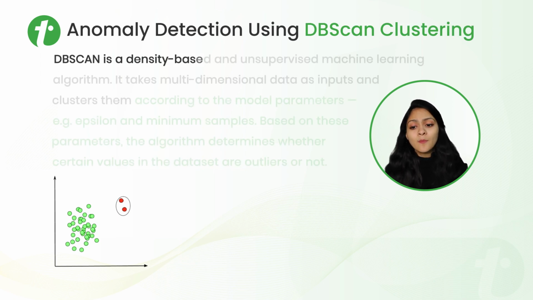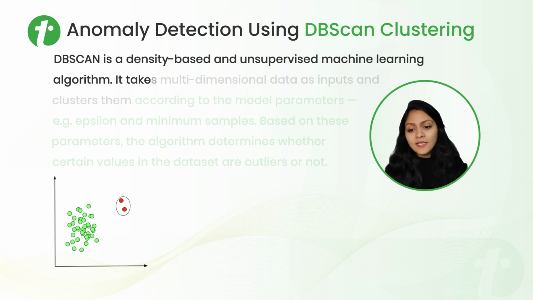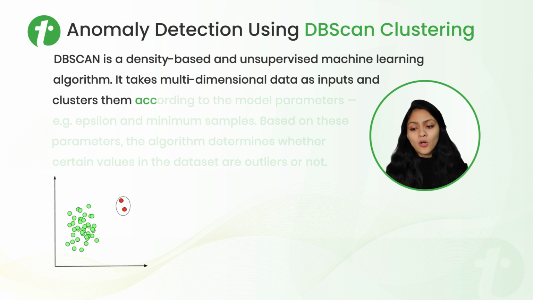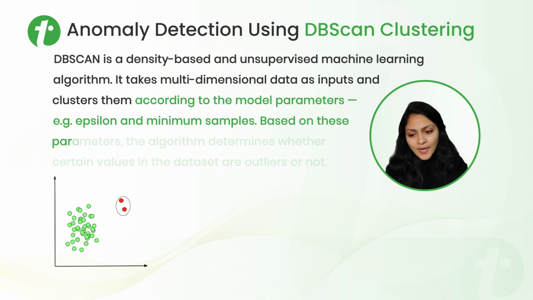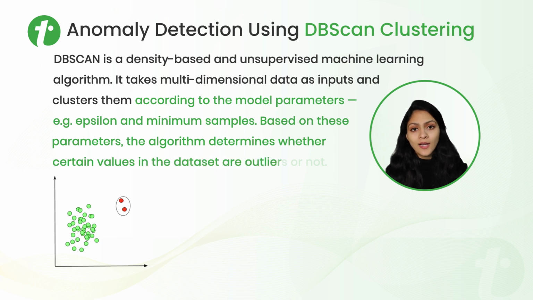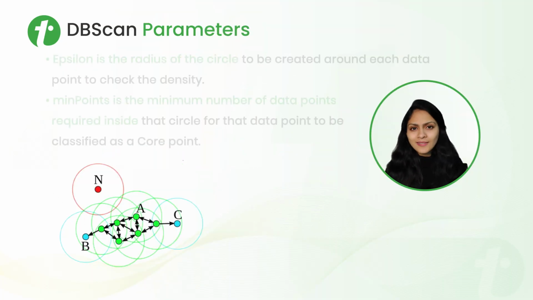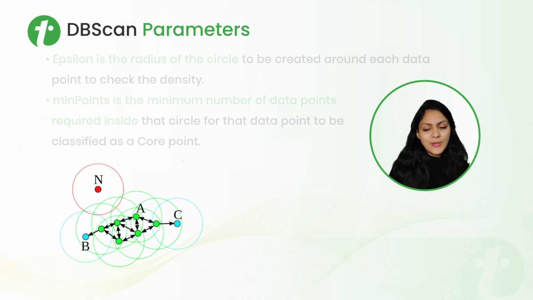DBSCAN is a density-based and unsupervised machine learning algorithm. It takes multi-dimensional data input and clusters it according to model parameters, for example epsilon and minimum samples. Based on these parameters, the algorithm determines whether certain values in the dataset are outliers or not. Before understanding DBSCAN clustering, let's understand the parameters of DBSCAN.